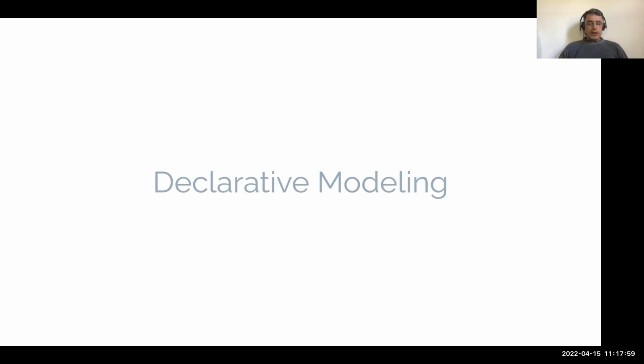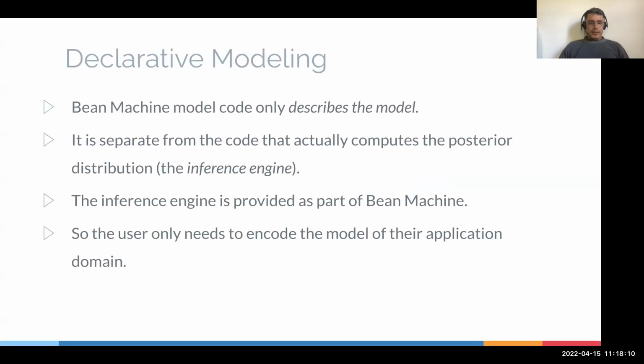But I mentioned declarative modeling. What does that mean? That's not so usual in machine learning. Usually we use discriminative learning. So what do we mean by that? So Beam Machine and probabilistic programming, you only need to describe the model. What is the model? The model is code, it's knowledge about your domain, about the structure of your domain. You don't need to write code to solve the problem. That's separate from the code that solves the problem, right?